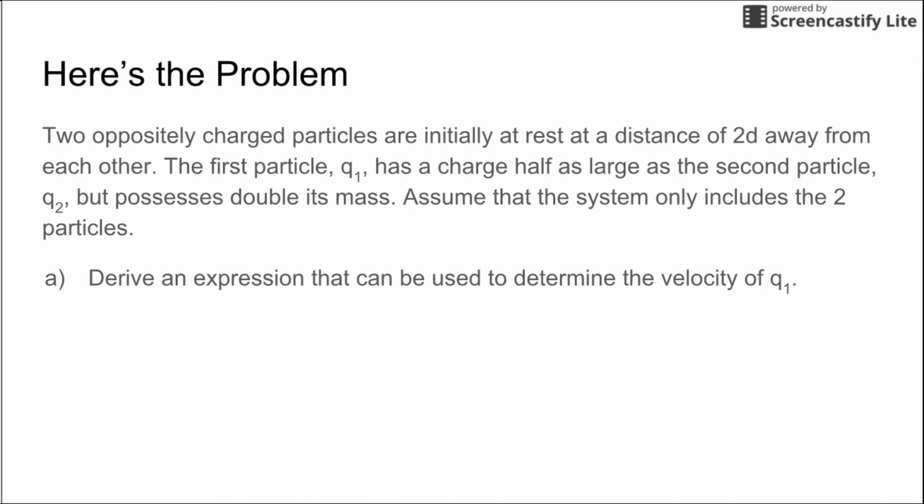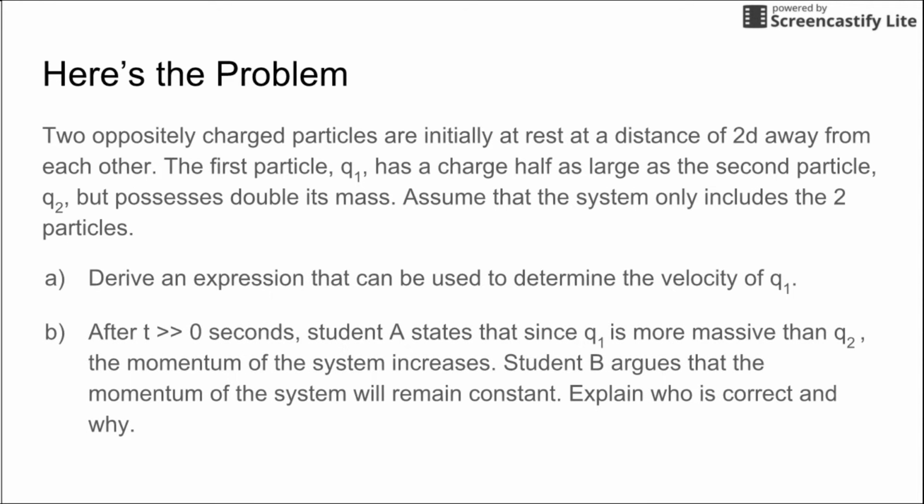Part B states that after t equals 0 seconds, so essentially when the particle starts moving, student A states that since Q1 is more massive than Q2, the momentum of the system increases. Student B argues that the momentum of this system will remain constant. Explain who is correct and why.